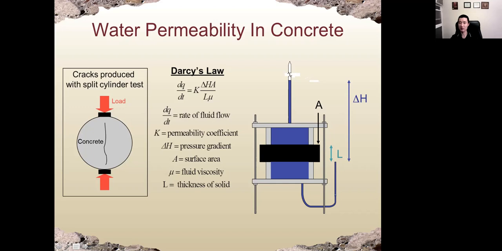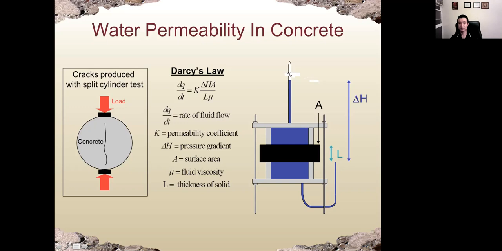This is a concrete specimen. We apply a certain pressure gradient, delta H. The rate of fluid flow can be measured. The surface area can also be measured. The viscosity of the water is known. And also the thickness of the specimen is known. The only unknown here is the K, which is the permeability coefficient. So based on Darcy's law, we can calculate the permeability coefficient of concrete.